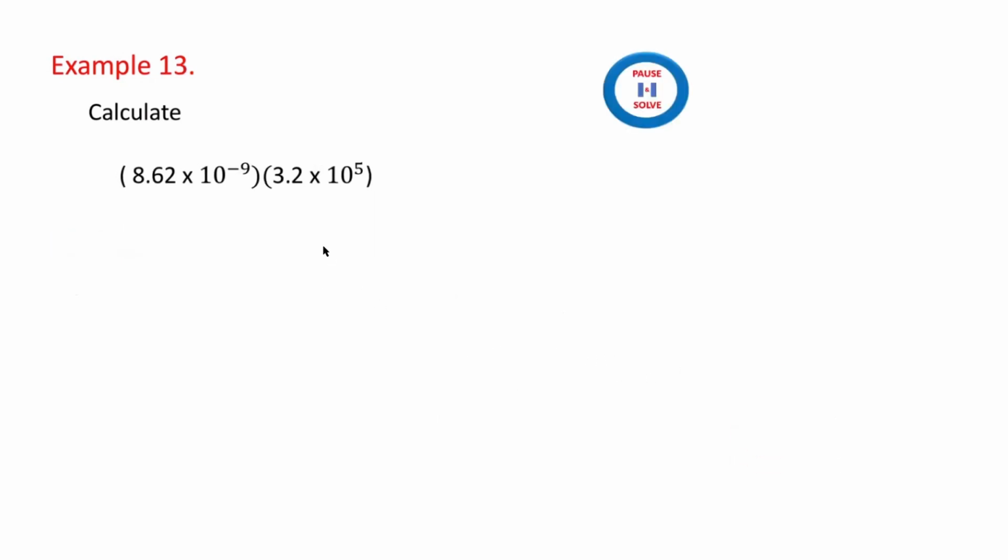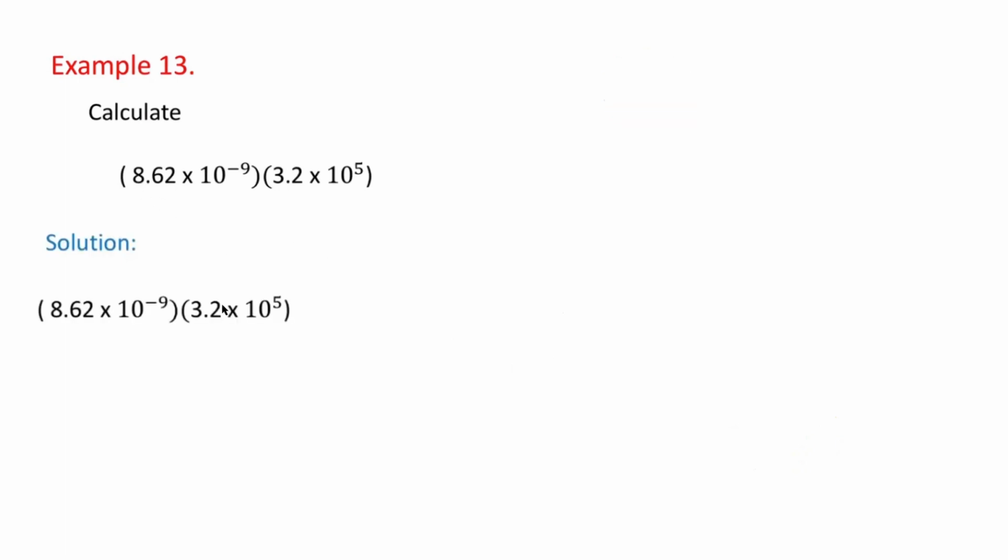Last example, multiplication again. Okay, multiplying the coefficients and adding negative 9 plus 5. You get this. This is not in scientific notation. Move to the left, you increase this by 1.